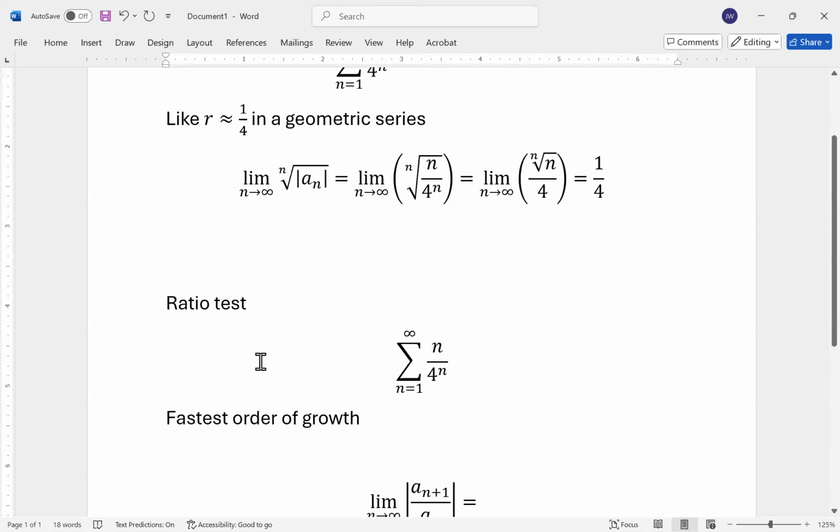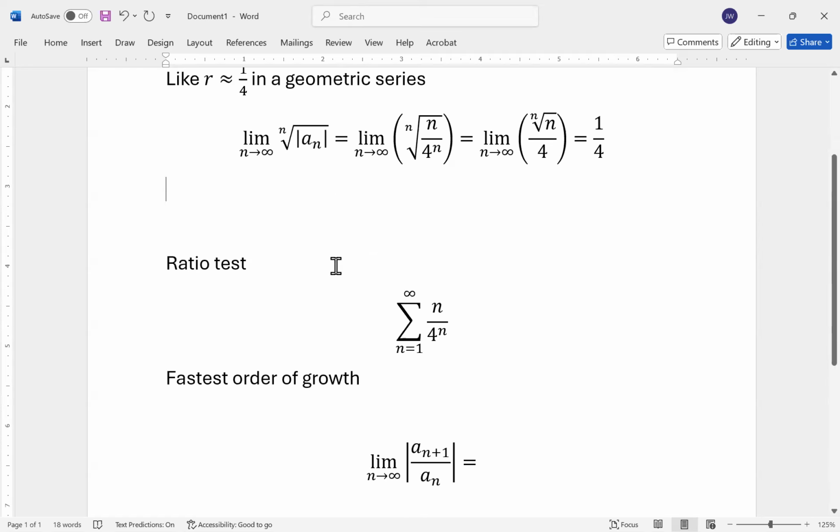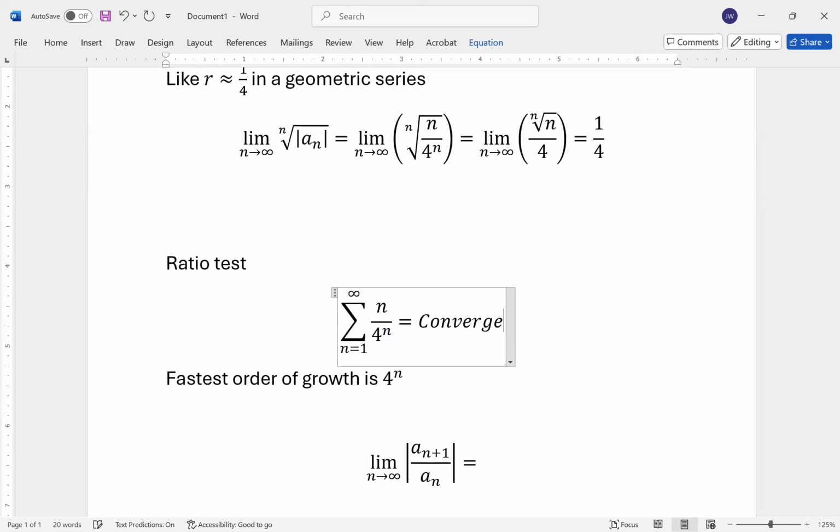What about the ratio test? Well, the ratio test is a little bit more natural here because we have exponential growth on bottom and an n to the p growth on top. So the faster order of growth is the exponential. That is going to dictate what happens. Since the exponential is a faster growth than n to the p growth, and it's in the denominator, I know that this infinite series has to converge. So the ratio test also showed that it had to converge.